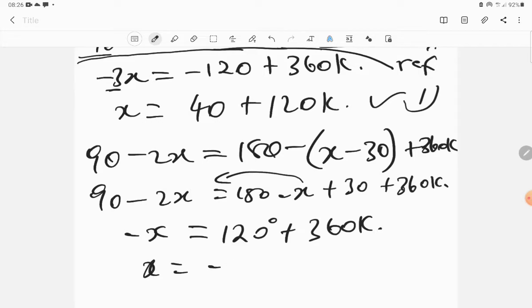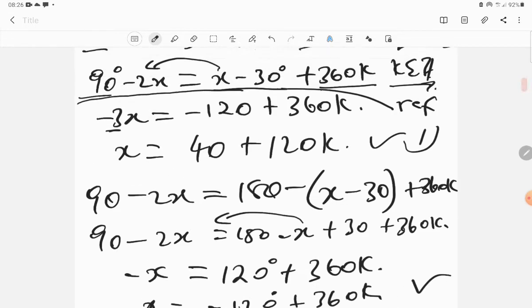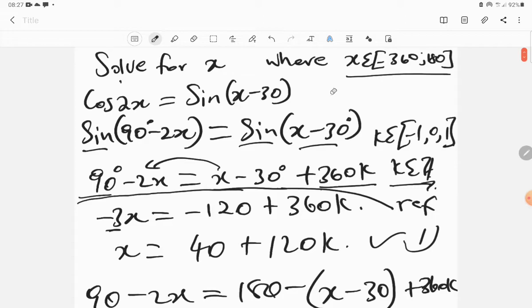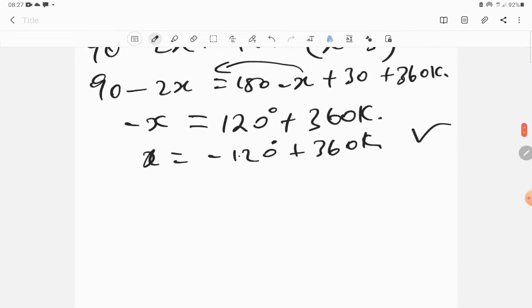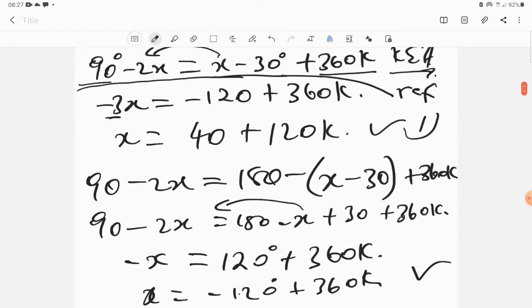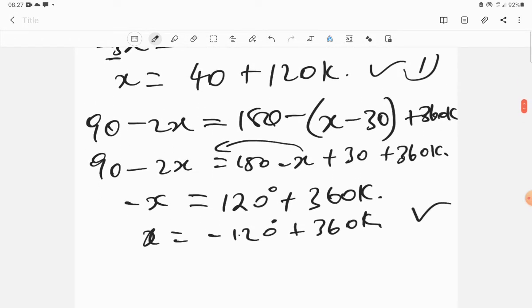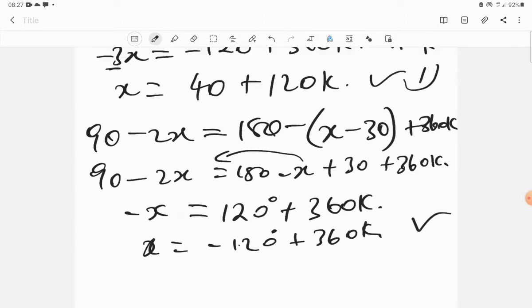So after that, you'll be having just negative 120, then plus 360k when you divide by a negative number. So these are your two general solutions for this equation given over there. So you have to now mind about the interval, because you are actually looking for the values of x, not just the general solution. If the question was to ask you to find the general solution, you would be done by now.